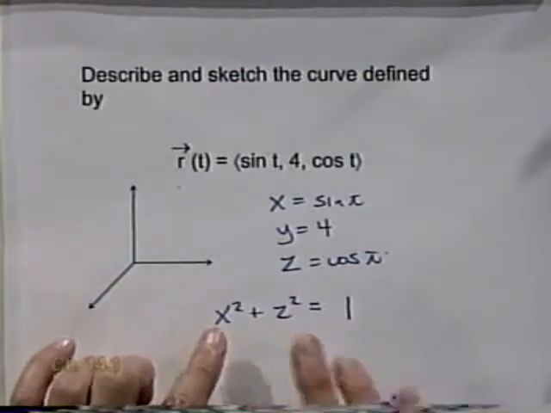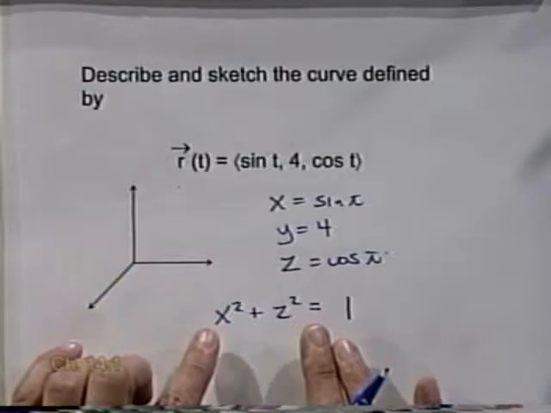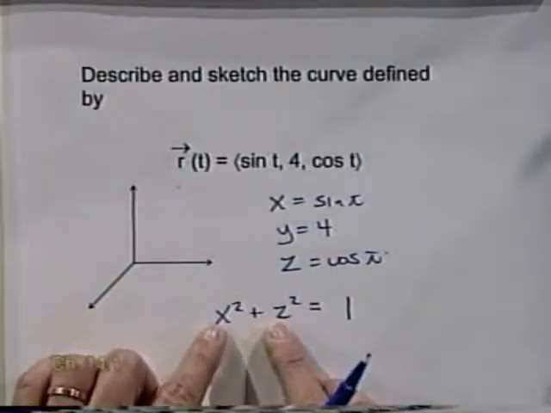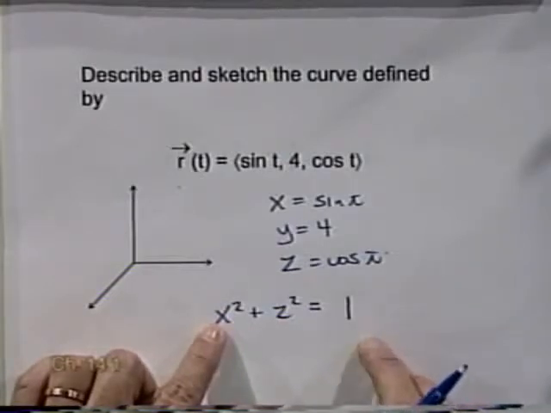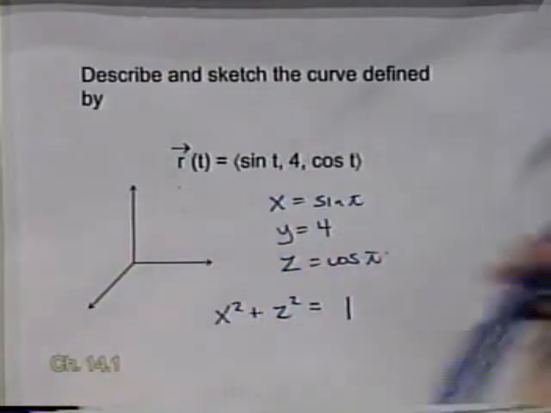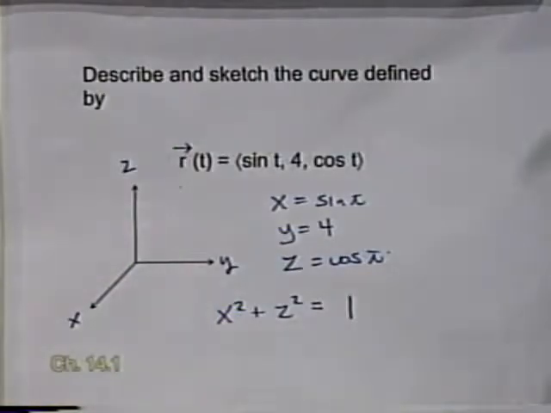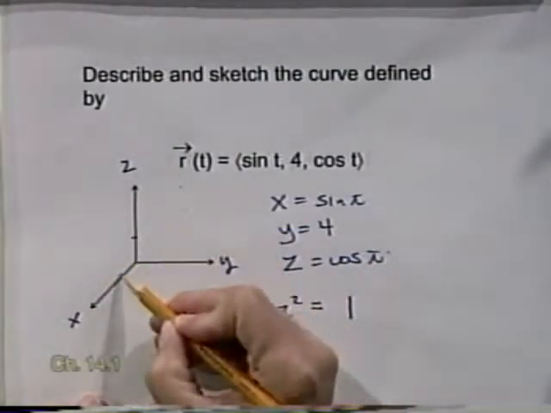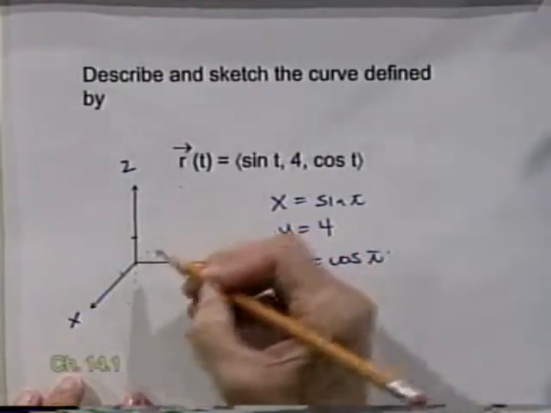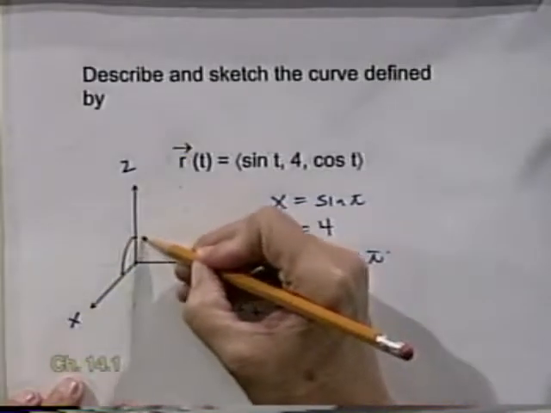So if I plotted my points, if I did the x and the z coordinates first and then the y coordinate, which I could do, the x and z coordinates are on a circle whose radius is 1 and who's centered at the origin. So since this is the x and this is the y and this is the z, I'm going to draw a circle whose radius is 1 in the xz plane. And here's my circle.